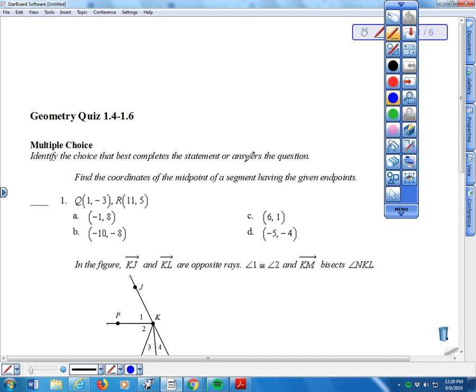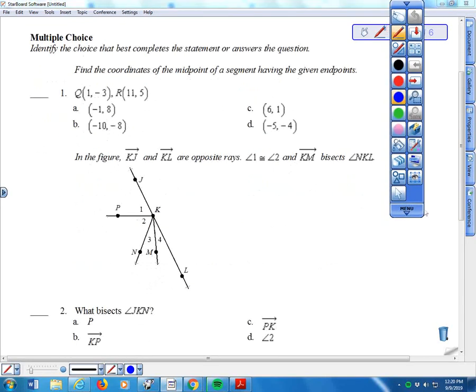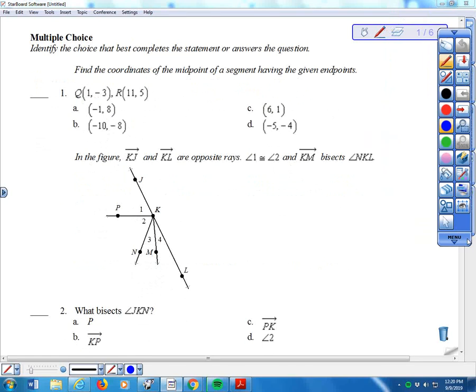So first question says, find the coordinates of the midpoint. Remember, midpoint is you add the x coordinates together and divide by 2, add the y coordinates together and divide by 2. It's just the average of the two x's and the average of the y's. So if I add the x's together, I get 1 plus 11. That's 12. Divided by 2 is 6. And then I add negative 3 plus 5 is 2. Divided by 2 is 1.